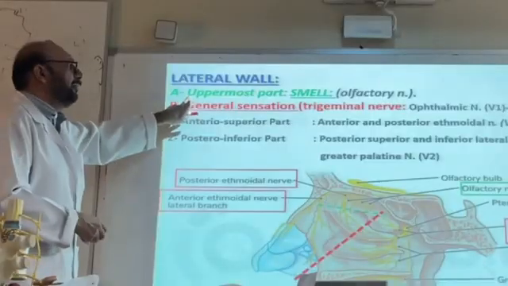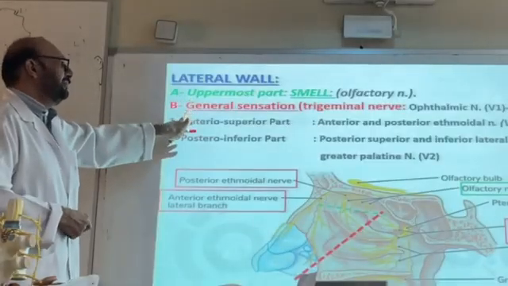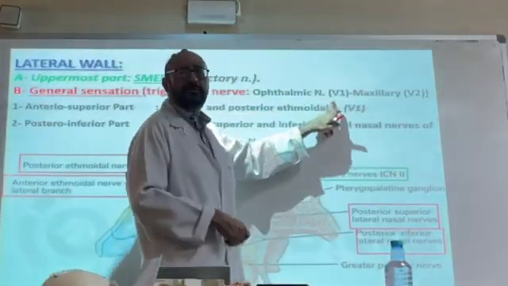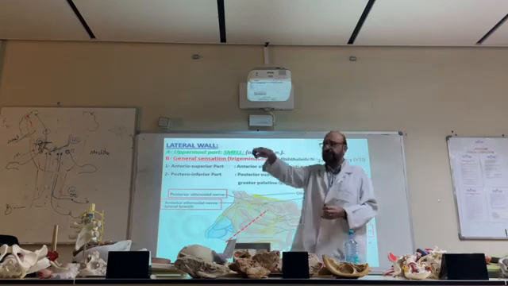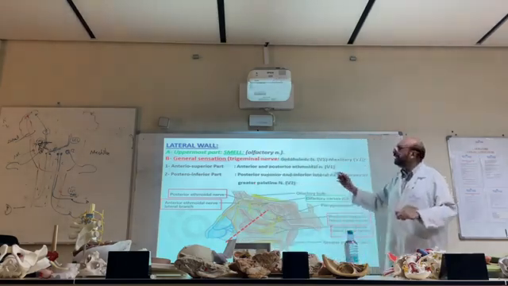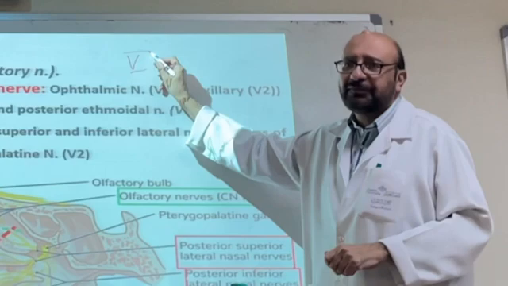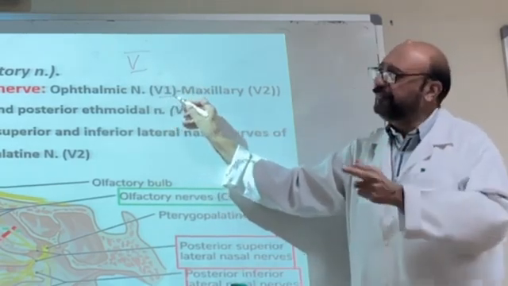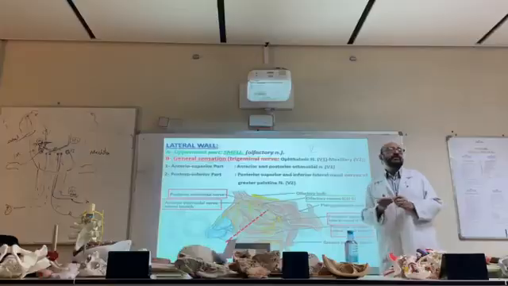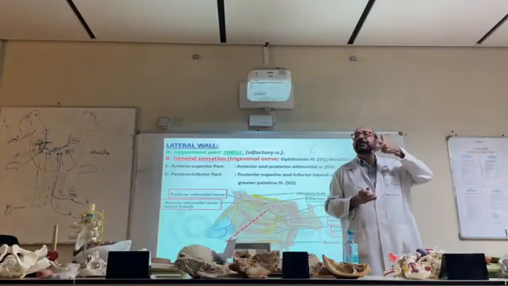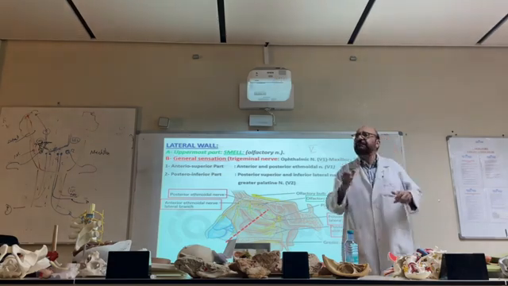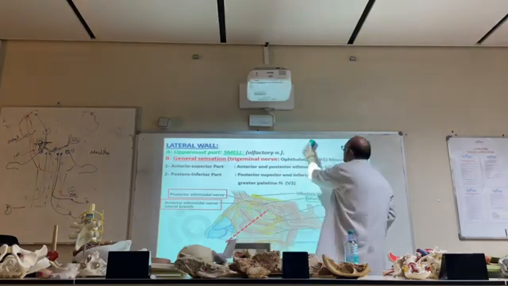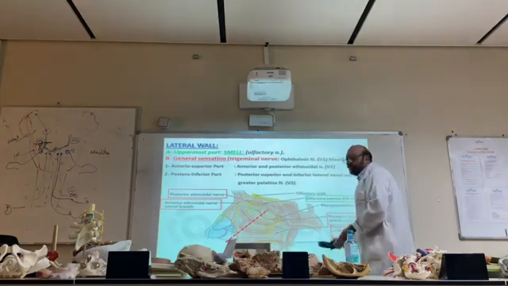Lateral wall, uppermost is for smell, of course. General sensation is by the trigeminal nerve. Do you know what V1, V2, V3 are? Branches of the ophthalmic. Trigeminal is the fifth cranial nerve, and we write number 5 like this in Roman numerals. So V1 is the first branch of the trigeminal. Trigeminal has 3 branches: V1, V2, V3: ophthalmic, maxillary, mandibular. Whenever you find V1, it means ophthalmic. V2 means maxillary, and V3 is mandibular.